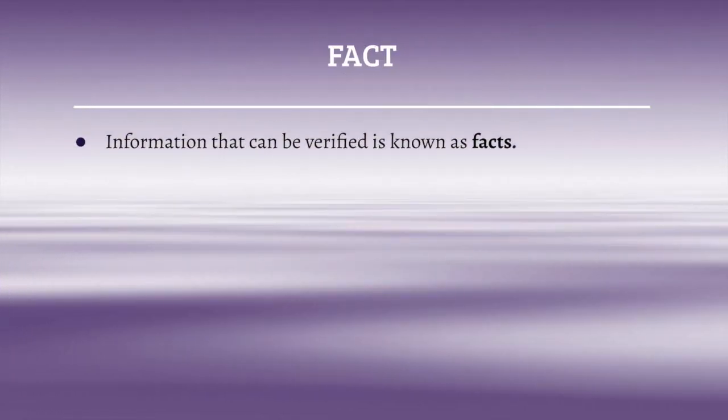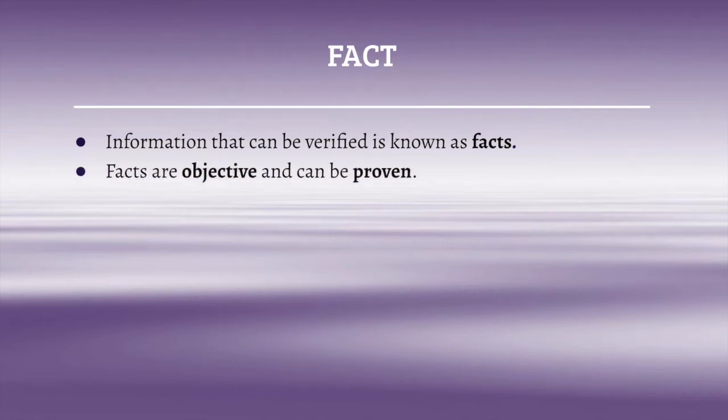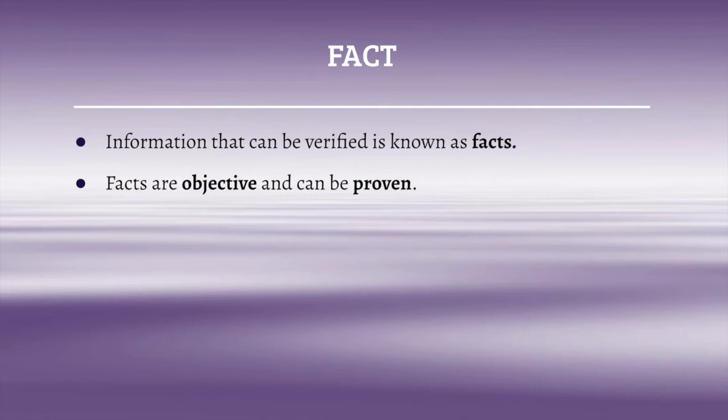Let's first look at what a fact is. A fact is information that can be verified. Facts are objective and can be proven. We can't really argue about facts. Factual information can be checked either on the internet or another source. Facts can be used to strengthen arguments, making them more difficult for the opposite team to undermine or weaken.